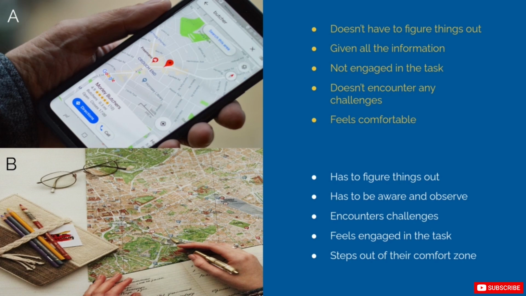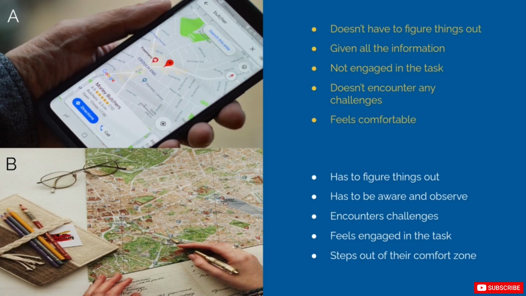Who's going to be able to navigate this route more effectively? My guess, and based on my experience, is that when the person in picture A doesn't have their phone, they're going to be lost because they didn't pay any attention when they were making the journey. They didn't figure anything out for themselves. They were given all the answers. They're going to be completely lost.